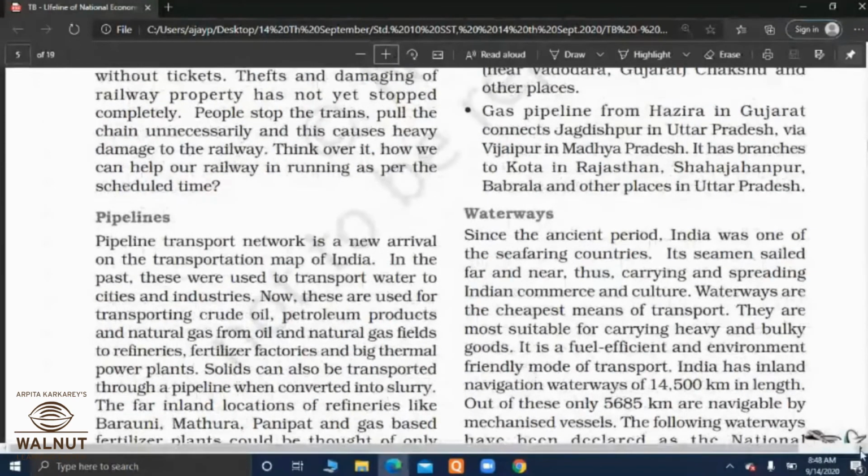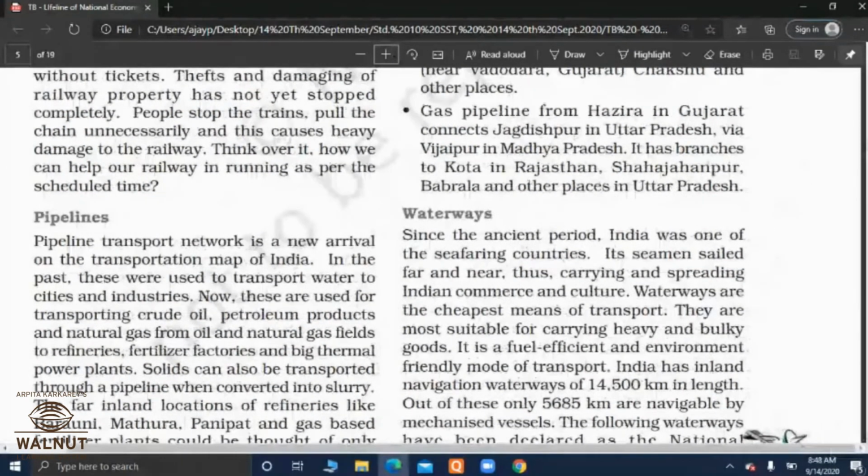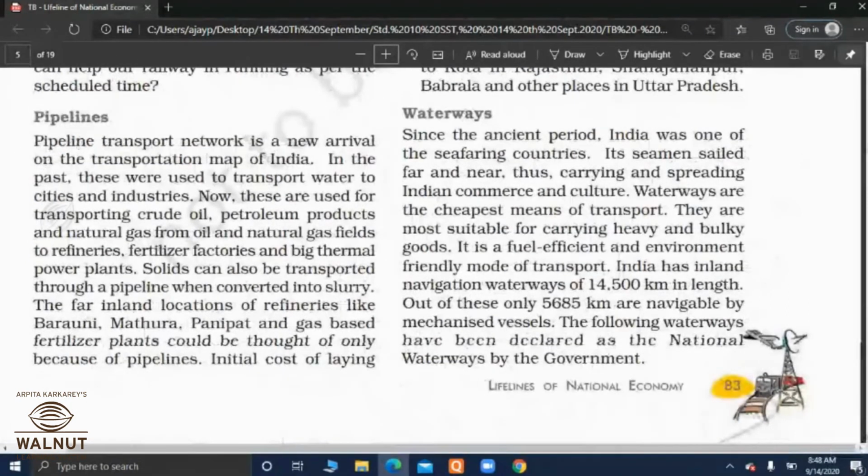Waterways. Since the ancient period, India was one of the seafaring countries. Its seamen sailed far and near, thus carrying and spreading Indian commerce and culture. Waterways are the cheapest means of transport. They are most suitable for carrying heavy and bulky goods. It is a fuel efficient and environment friendly mode of transport. So if there is a short note on waterways, you need to write the entire paragraph. Even this you have to include.